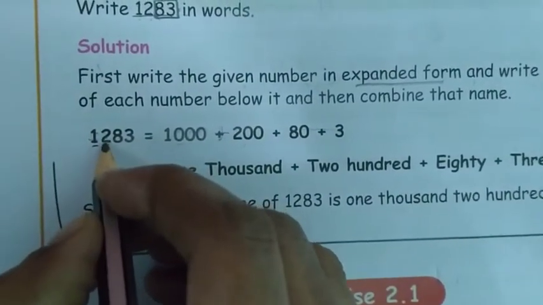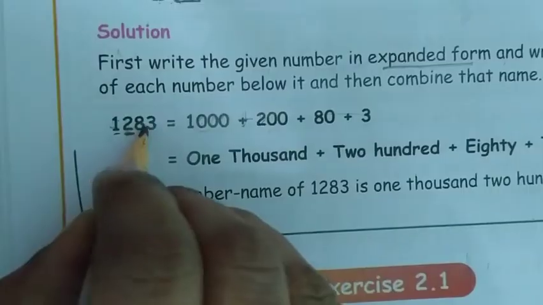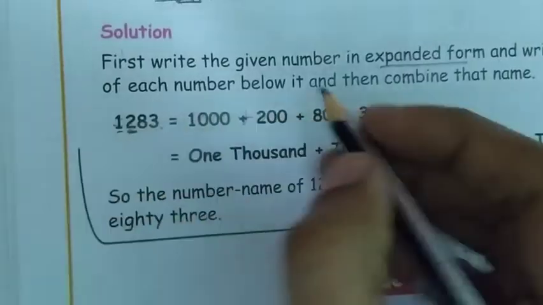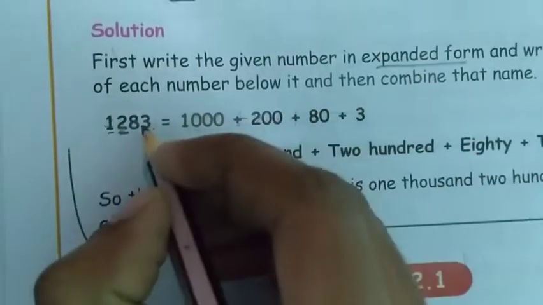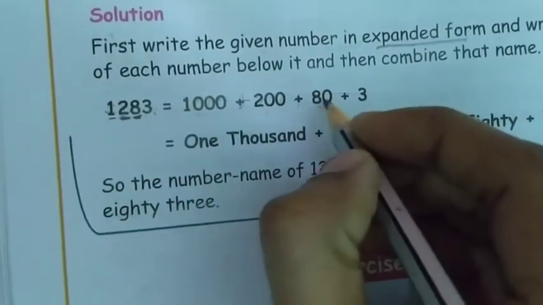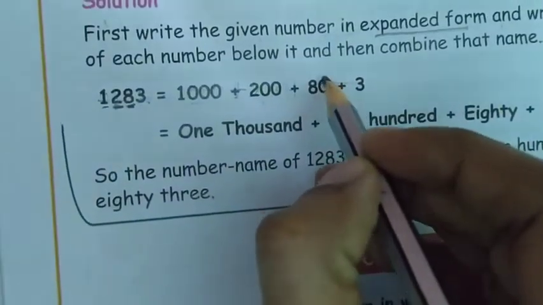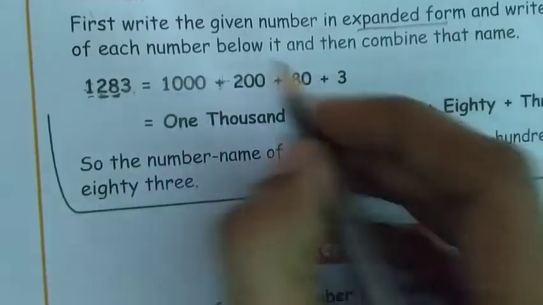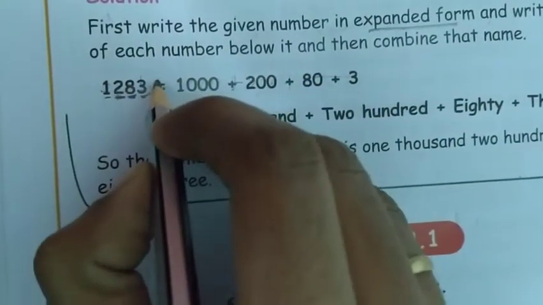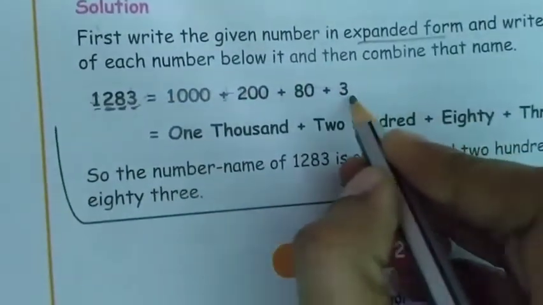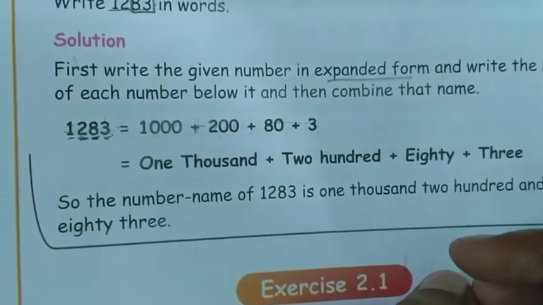Next, after the 1, what is the digit here? 2. So put the 2. After the 2, how many digits are there? 1, 2. 2 digits, so we put 2 zeros. And then put the plus symbol. What is the third digit? 8. So put the 8. After the 8, how many digits? Only 1. So put only one 0. Then put the plus symbol. What is the last digit? 3. So put the 3. After the 3, there is no number here, so no need to put a 0. That's all. This is the exponent form. Is that clear for you?